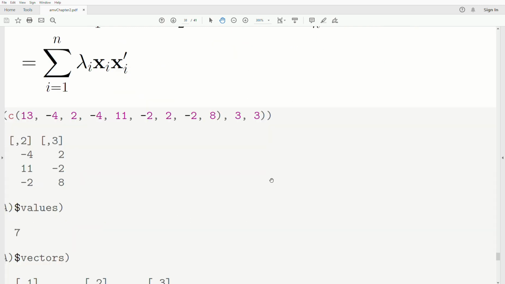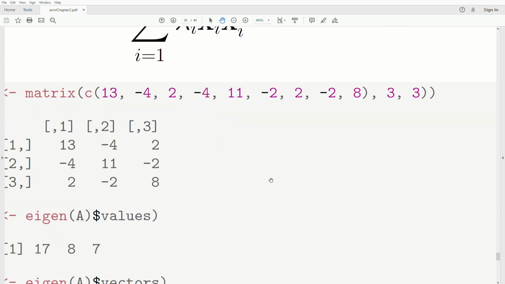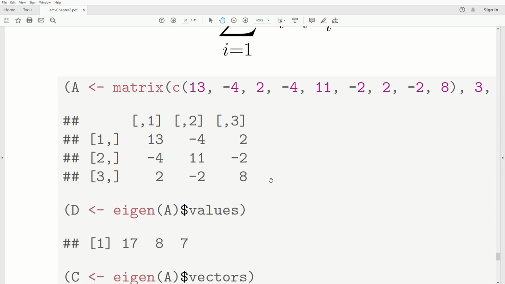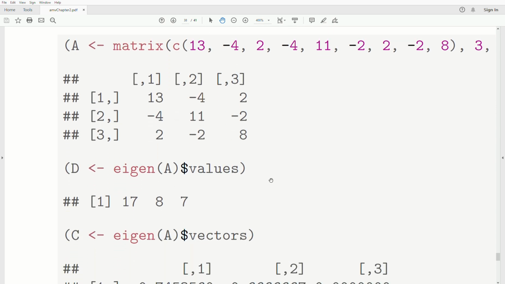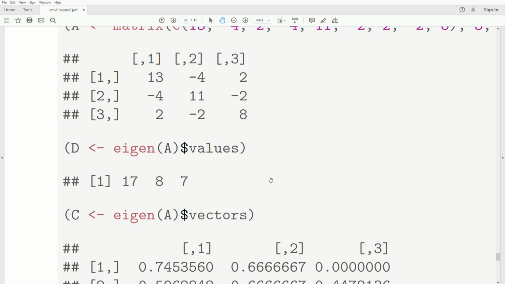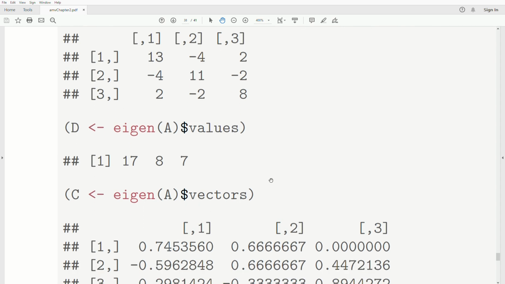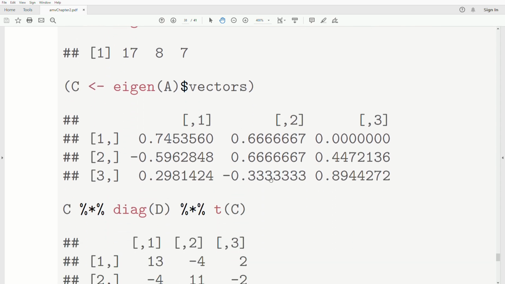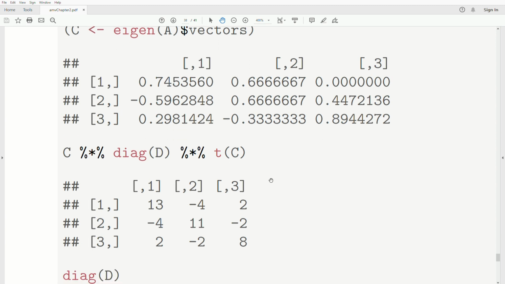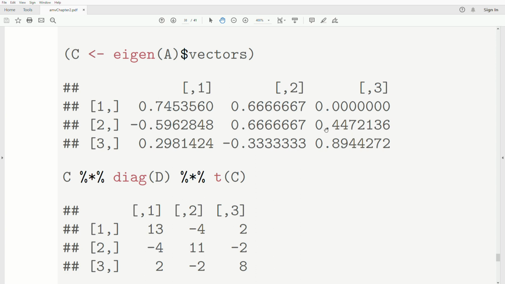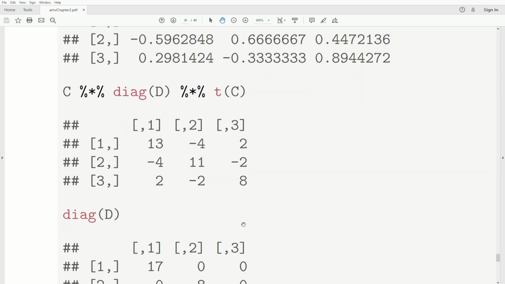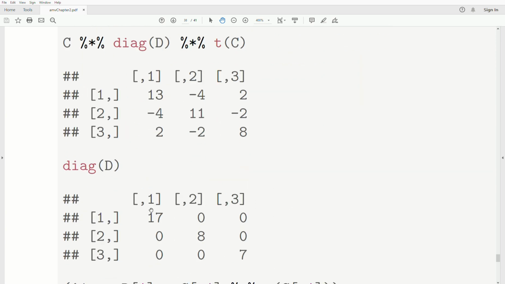So let's illustrate this in R. We enter a matrix into A. We store the eigenvalues into D. We store the eigenvectors of A into C. And then we take C times the diagonal matrix, D, and then C transpose, and we get our original matrix back, even though C is this crazy matrix. And as a reminder, diag D was the diagonal matrix with the eigenvalues.